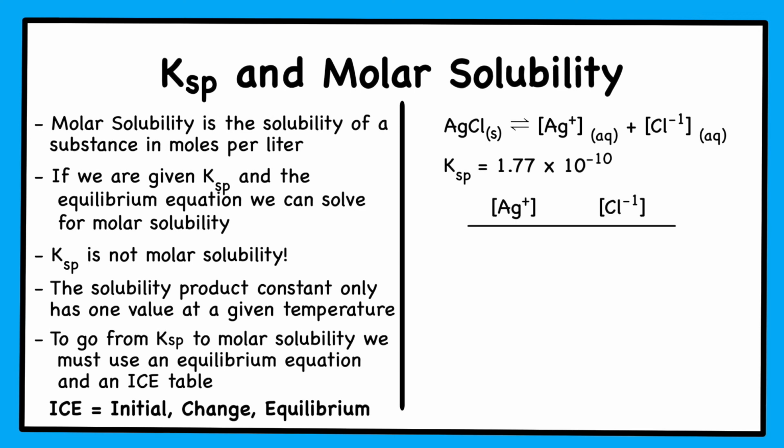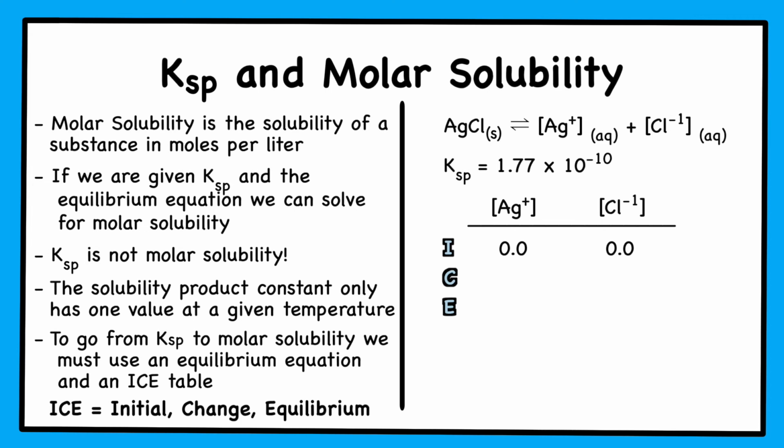So we would start with silver plus cation and chlorine minus anion at the top. Now we would have our headings. So let's spell out ICE. Remember, I is initial, C is change, and E is at equilibrium. We are going to say our initial values before the substance went through its equilibrium reaction is 0 for both our silver and our chlorine, because we have not dissolved any silver chloride in water yet.